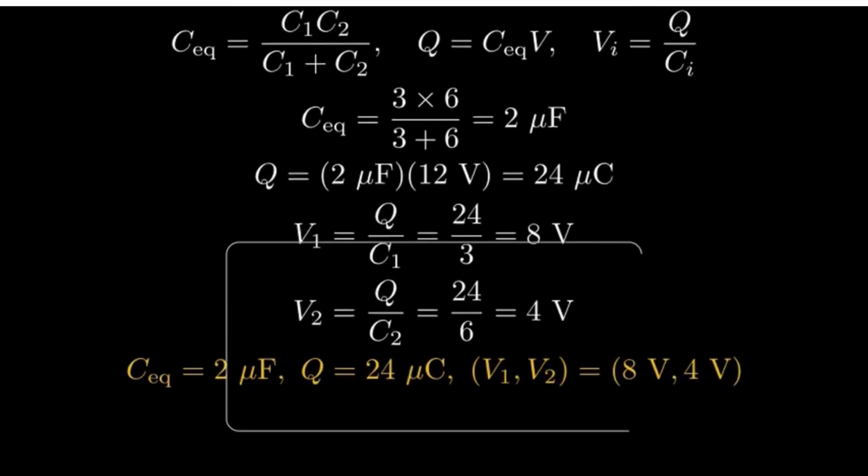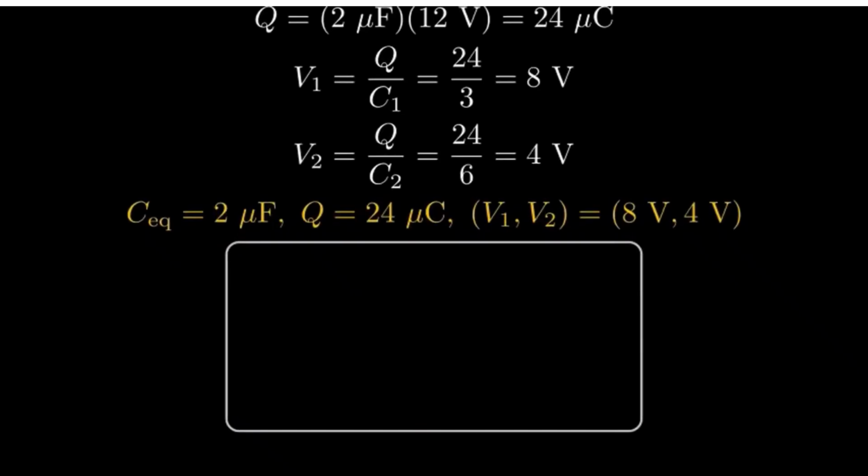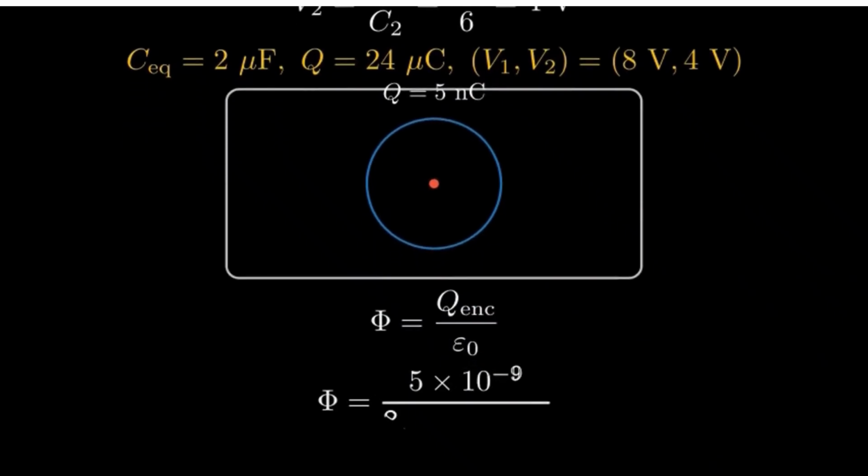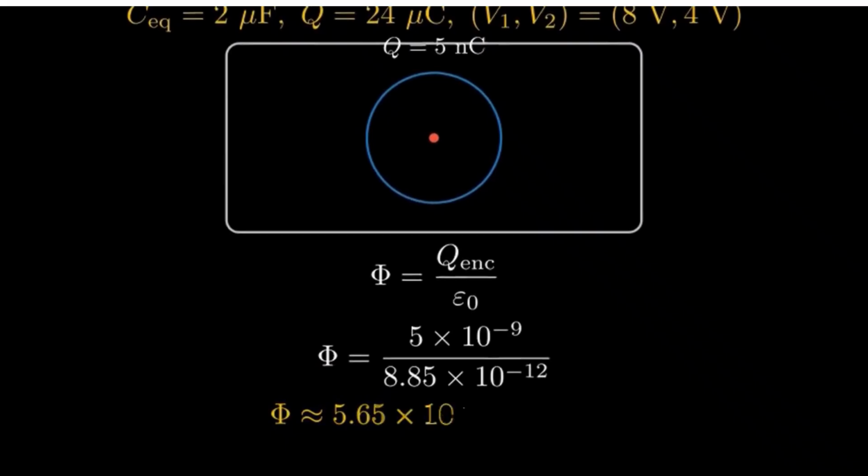Problem 11. A point charge of 5 nanocoulomb is at the center of a spherical Gaussian surface. Find the total electric flux through the surface. Use epsilon naught equals 8.85 times 10 to the minus 12. We draw a sphere with the charge at center. Gauss's law says flux equals Q enclosed divided by epsilon naught. Substitute the numbers. We get approximately 565 Newton meters squared per Coulomb.